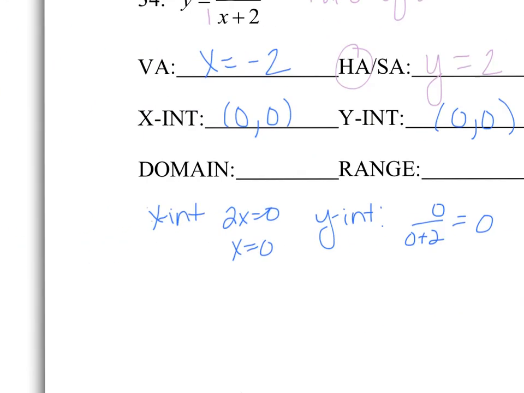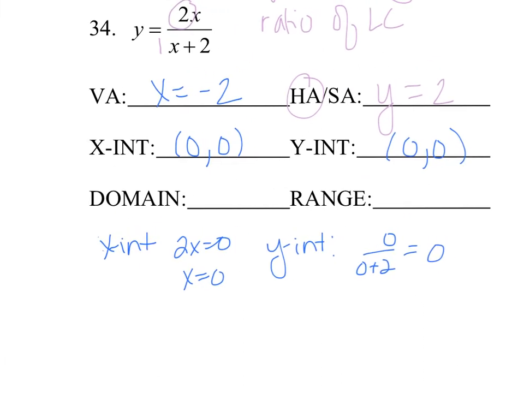Domain and range. Make sure we go over those real quick. Domain, so you just can't have a value at the asymptote. So the domain is negative infinity to negative 2, union symbol, negative 2 to positive infinity. Make sure that they're open brackets because you have asymptotes. And then the range, same concept, negative infinity to 2, and then 2 to positive infinity.